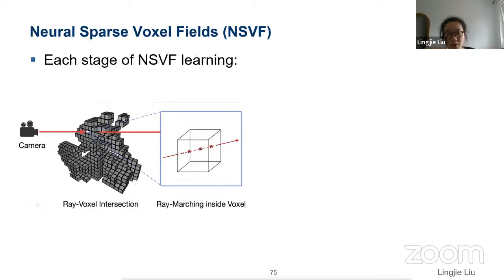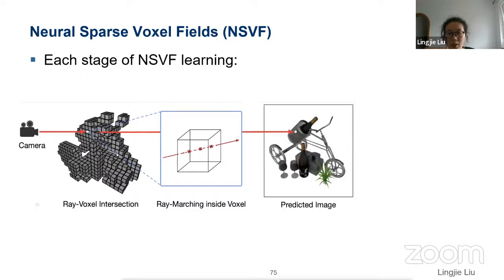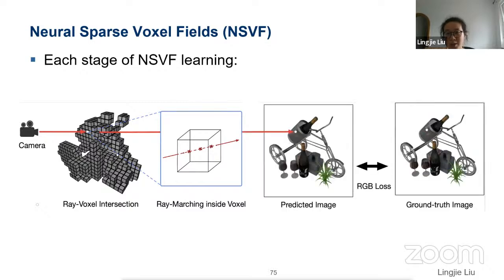And in each stage of NSVF training, we will sample points only in the remaining non-empty voxels and calculate the ray color by accumulating the colors and the densities of these sampled points. We then compare the rendered images with the ground truth images to optimize this representation in this stage. And after this stage of training, we will prune the empty voxels and go on to the next stage of training of NSVF.